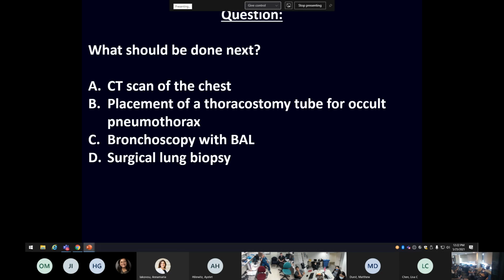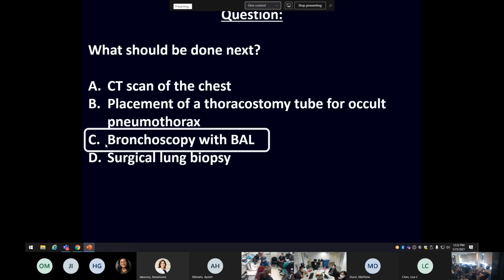You want a BAL? Okay. Yeah. CT of the chest. If I do the BAL. B for Adam. You use the second answer to whatever the first answer is, or surgical lung biopsy. So C is the correct answer.